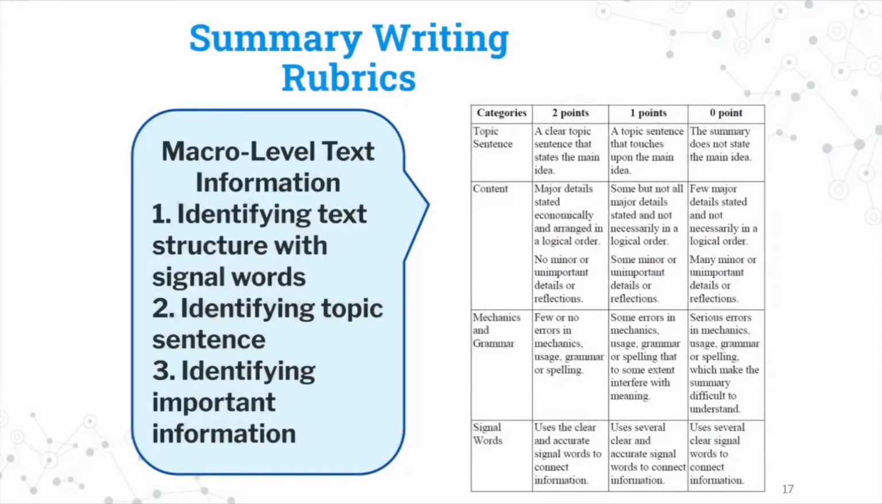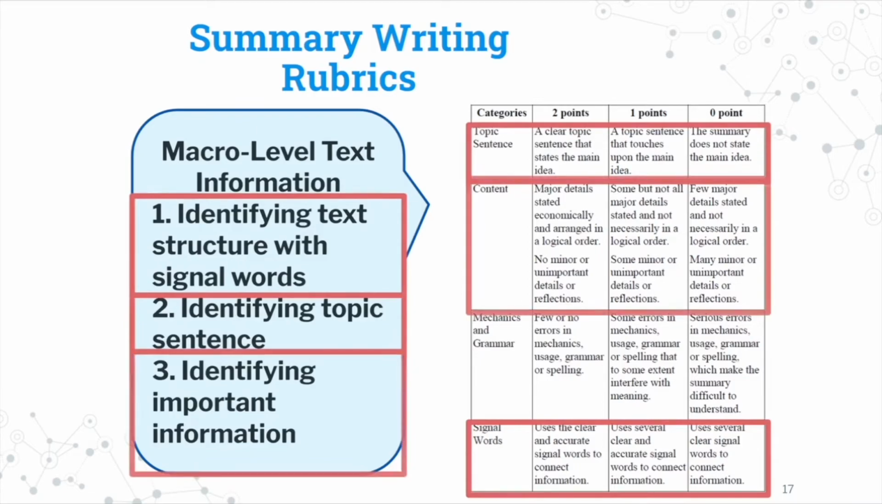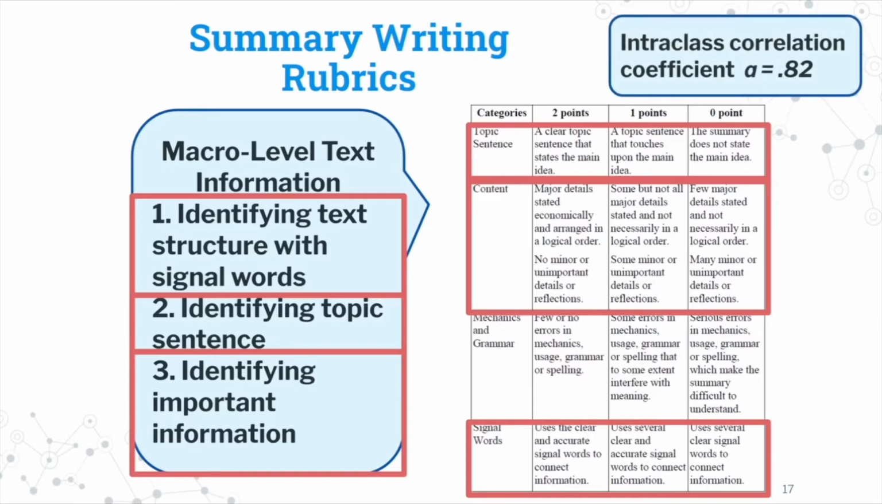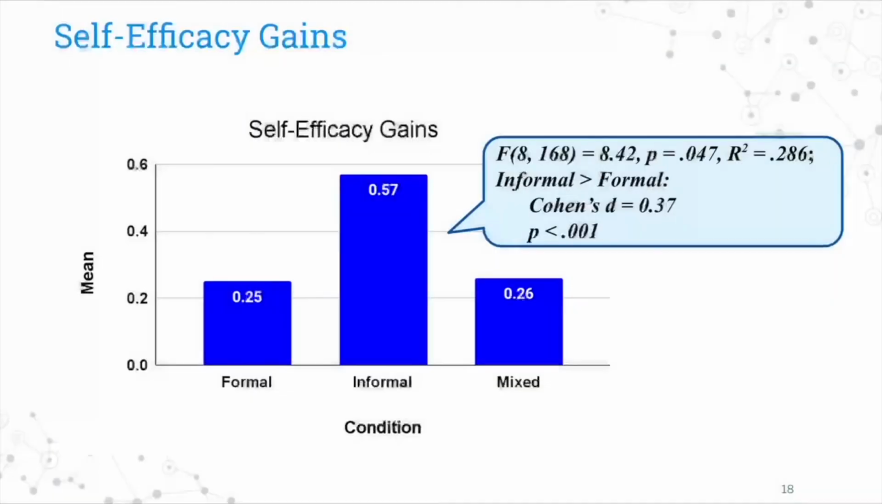4 experts manually graded these summaries based on the 4 criteria rubrics. Besides mechanics and grammar, there are topic sentence, major information, and the use of signal words. Graders had 3 rounds of training. Each round, they graded 32 summaries, 4 from each source text. Their intra-class correlation coefficient was above 0.80 for each round. After training, each expert graded summaries from 2 source texts.